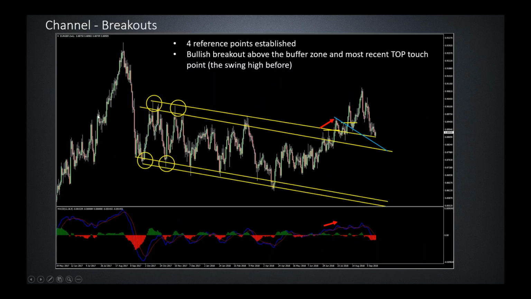Another example. This is the euro pound. This is why I said we have live examples, because for me, this is still a live situation. Okay, that's the current market price more or less after the screenshot. We got the 4 reference points, and ever since then, we can be looking for bounces or breakouts.